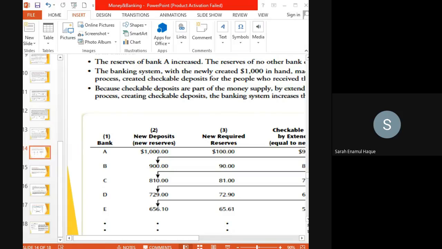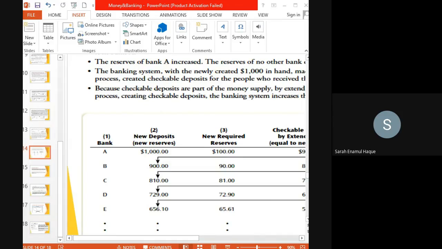From this 250, 10% will go to required reserve. So 10% will be what? 250, no? Nikki, hello? Yes ma'am, 250, right? No, 250 is the money, and 10% of 250 is 25. So 25 will be the required reserve, and the remaining amount will be how much? 225. Good. So this process will go on and on, until this becomes 0.